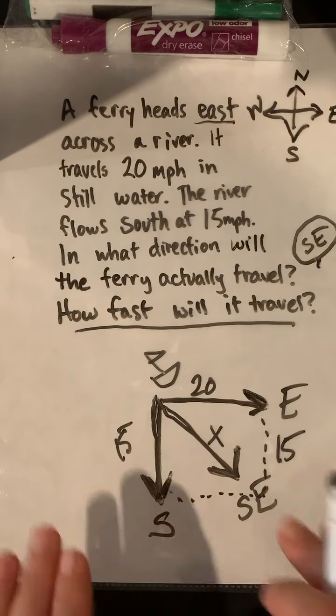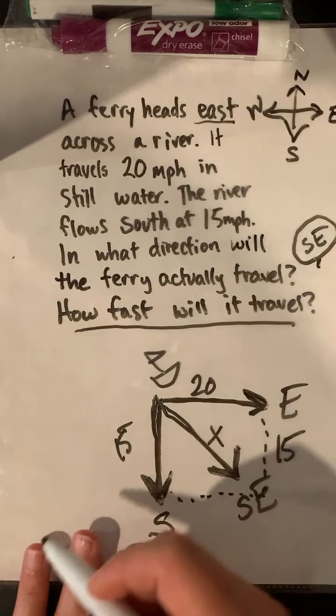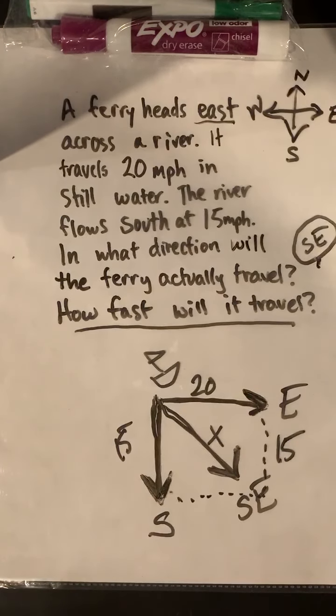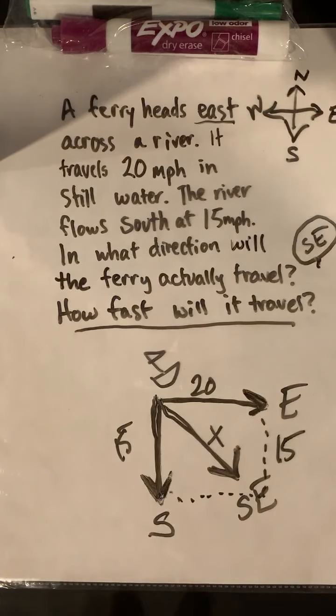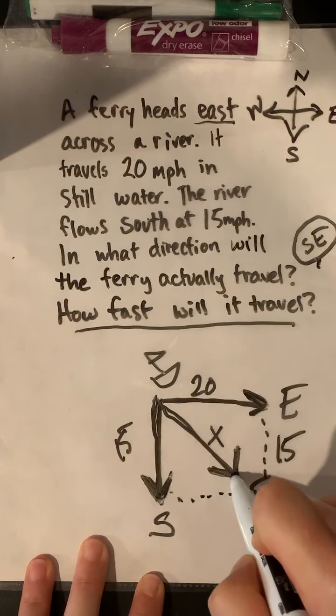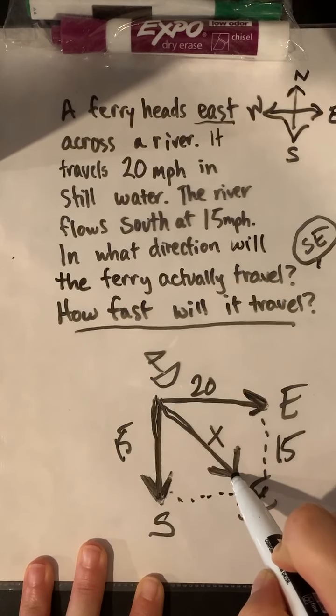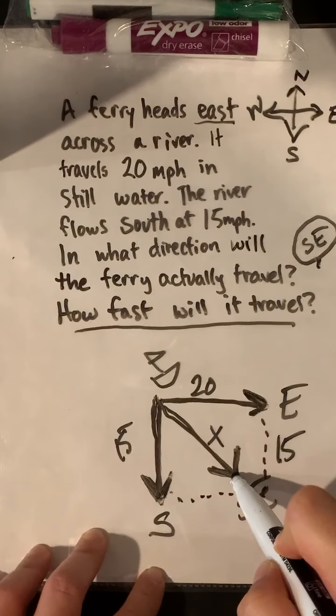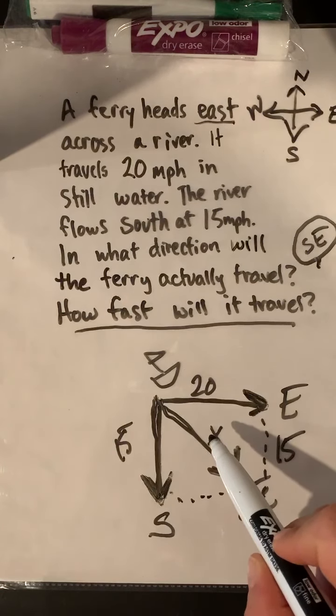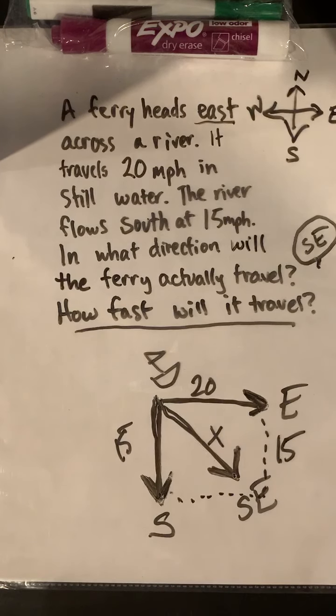So at this point, you would want to look at the Pythagorean theorem, which is a squared plus b squared equals c squared, and substitute in the information you have. So the important thing to remember is that this southeast direction, that's the hypotenuse of your triangle. So when you write out a squared plus b squared equals c squared, you want to make sure that x is set up in the c squared position.